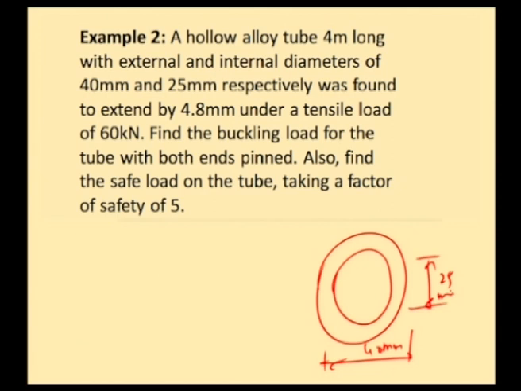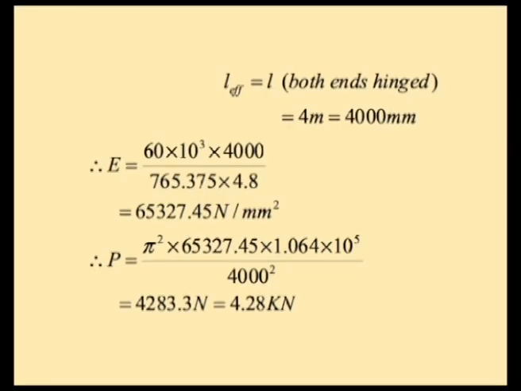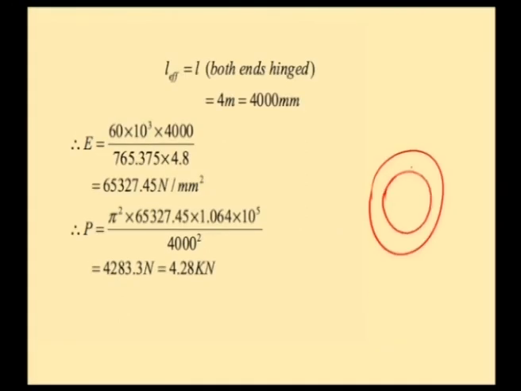So, Young's modulus equals PL by A delta L. P is the tensile load which is 60 kilonewton, converted into Newton, 60 into 10 power 3 Newton, L equal to 4 meters, so 4000 millimeters, and area, since it is a hollow circular section, will be pi into D squared minus d squared by 4, and delta L is the extension, which is given as 4.8 mm. Thereby we can calculate the value of E.